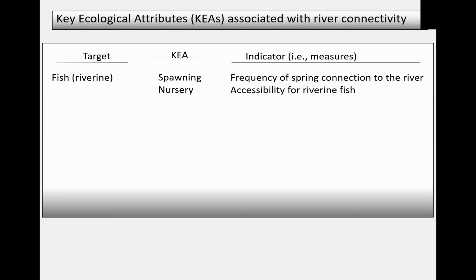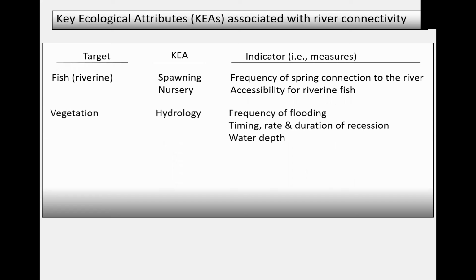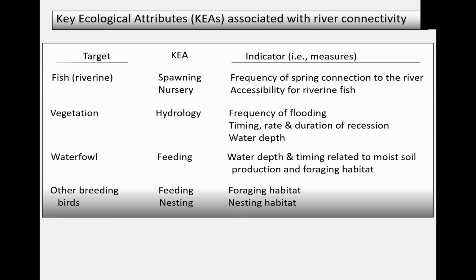That includes providing backwater, spawning, and nursery habitat for riverine fishes, hydrological requirements for several vegetation conservation targets, providing moist soil habitat for migratory waterfowl, as well as foraging and nesting habitats for rails, coots, and other breeding birds. Now, these KEAs all focus on maintaining health and access to the floodplain.